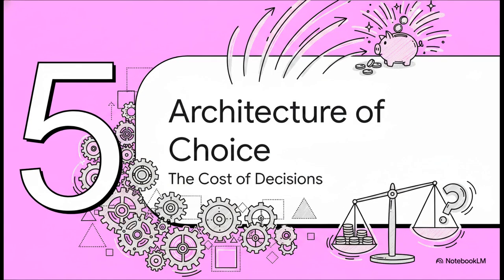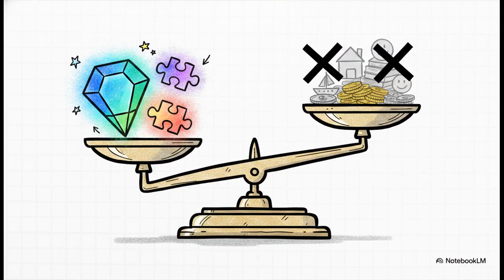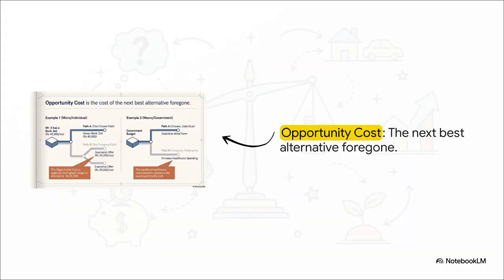And finally, Section 5, the architecture of choice. Listen, if you take absolutely nothing else away from this explainer today, please remember this one thing. Every single choice carries a measurable cost. Because resources are finite, choosing to do one thing means you are mathematically choosing not to do something else. Economists have a fancy term for this: opportunity cost. It's the value of the next best alternative you sacrificed.